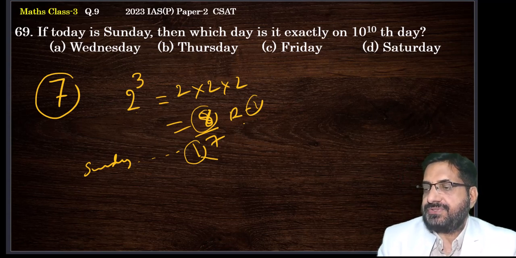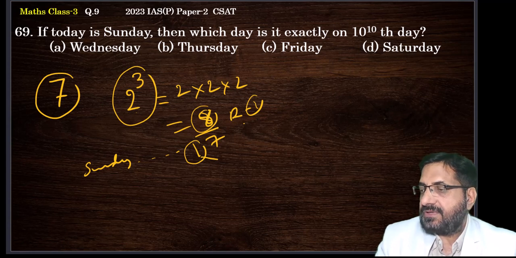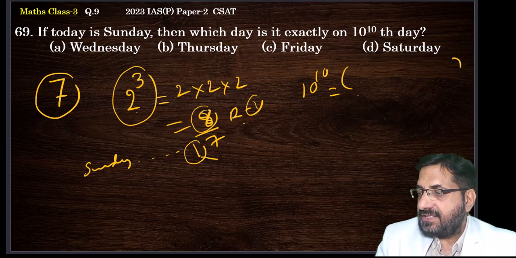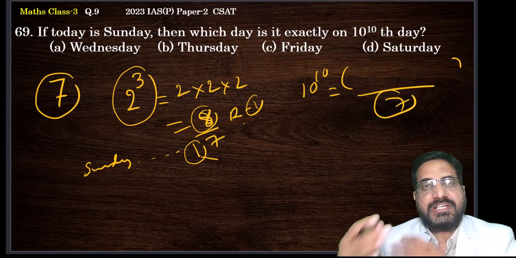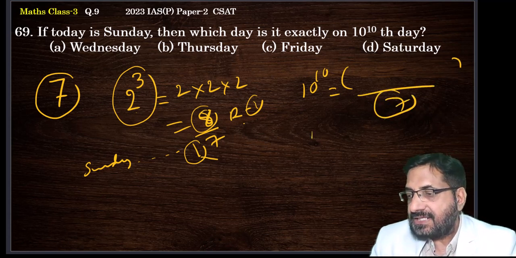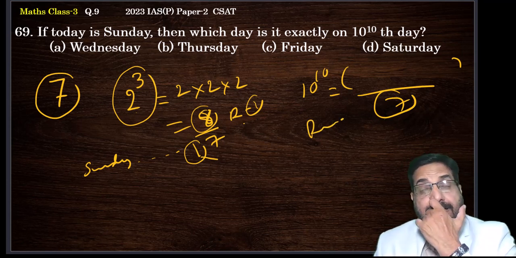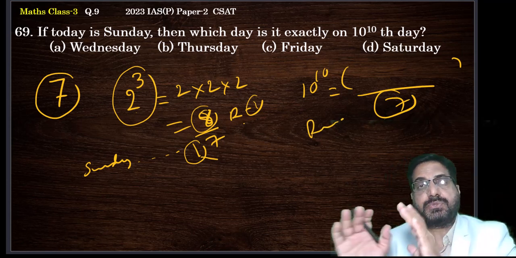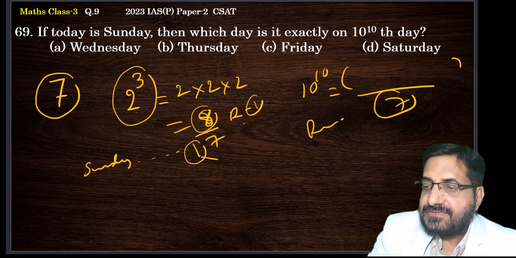Similarly, you have to solve this. Instead of 2 to the power of 3, you have to find out what 10 to the power of 10 is. Then you have to divide it by 7, because 7 is the repeating factor. Then whatever remainder you get, that many days you have to add. So this is very simple.